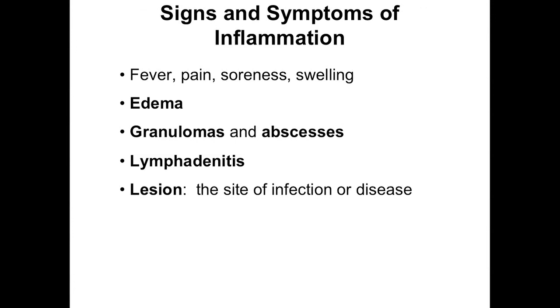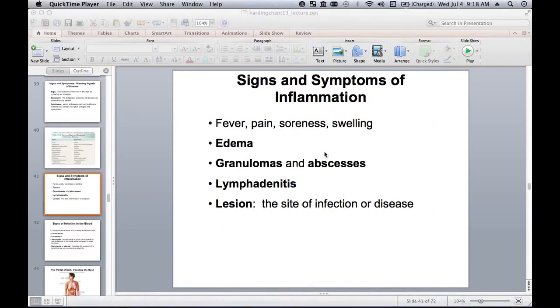Lymphadenitis, this is where you get a swollen lymph node. This is primarily because the lymph nodes are used for collecting and draining activated immune cells, and for that reason they get larger during an infection. And then lesions, this is the site of infection or disease.